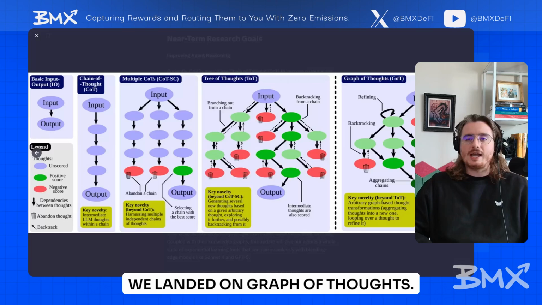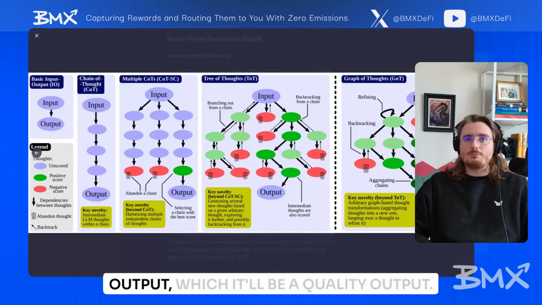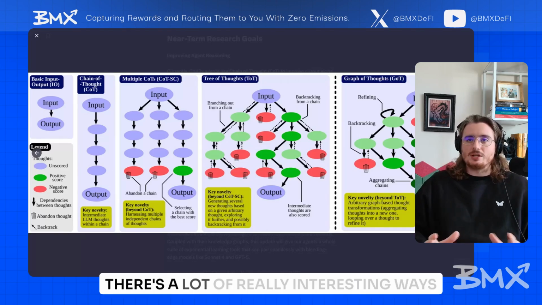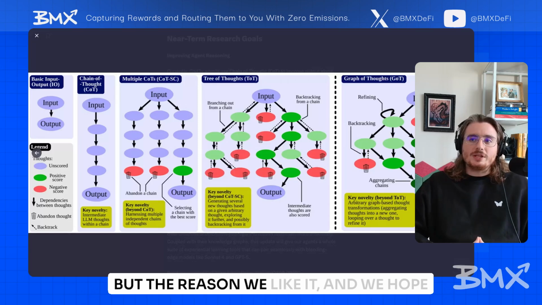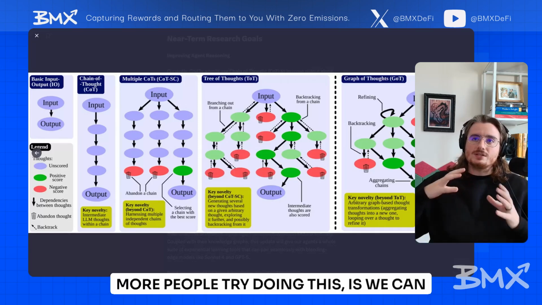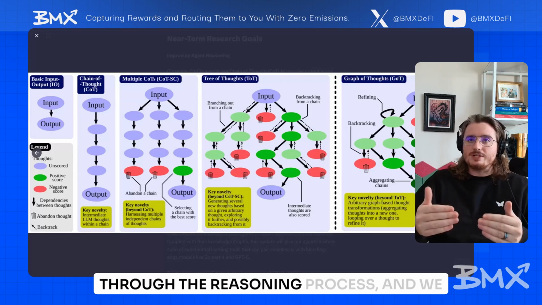of Thoughts as a really compelling one, not necessarily because of the quality of output, which it'll be a quality output. It's going to be great. There's a lot of really interesting ways to land on the optimal output. But the reason we like it, and we hope more people try doing this, is we can save that graph every time an agent goes through the reasoning process.